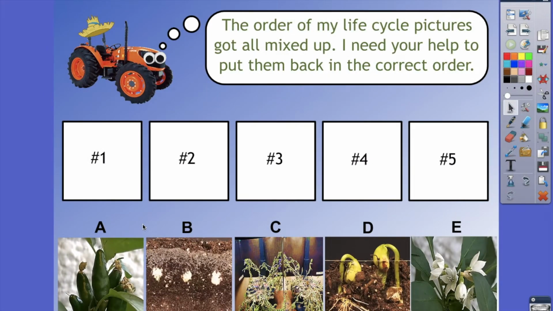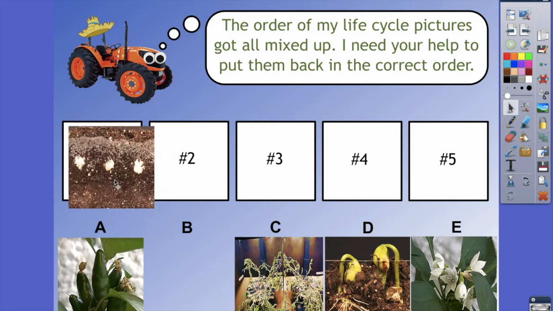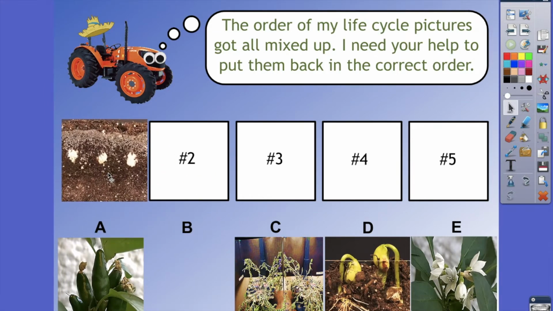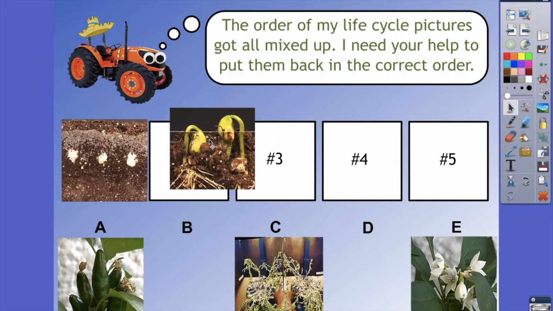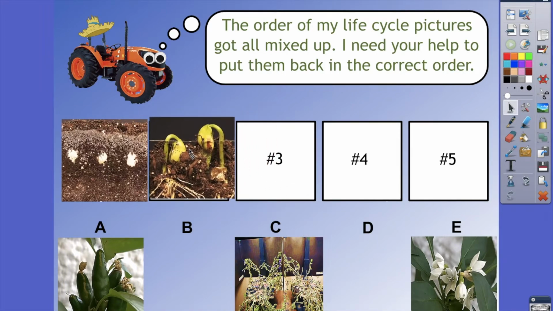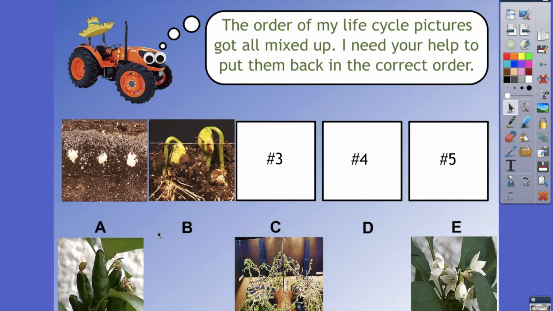All right, so our first stage is the seed, and that's represented by picture B. Here we see our seeds in the soil. The next stage was germination and growth. Here we see our seeds have germinated and begun to grow. Take a look at the roots which are growing below the plant.